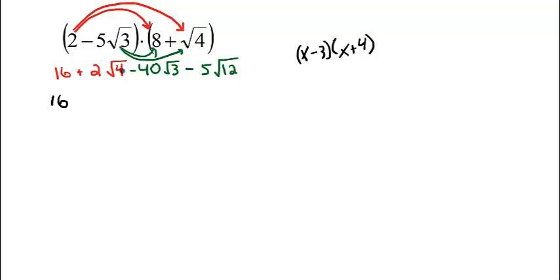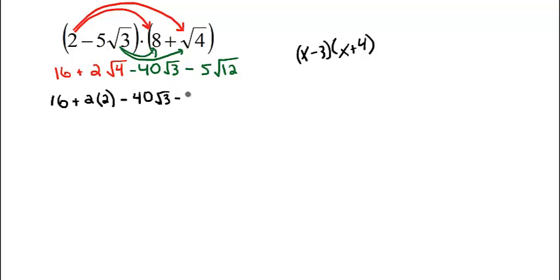Well, 4, we could actually break that down. We could actually take the square root of 4. So that's going to be plus 2 times the square root of 4. That's going to be 2. So I'll write that like that. And then we've got minus 40 times the square root of 3. And I wrote that again because square root of 3 can't be broken down at all. There's no perfect square that divides into 3.